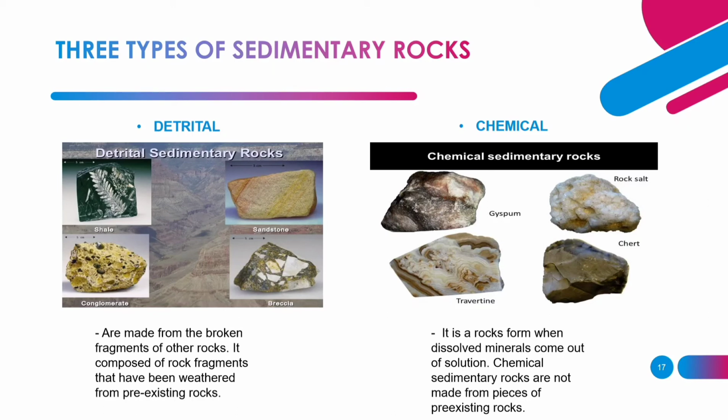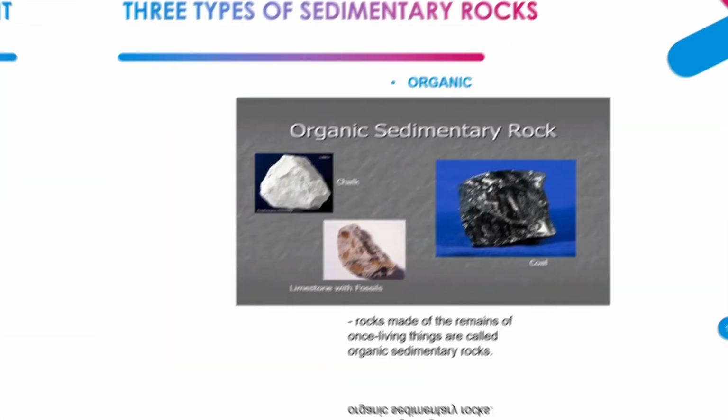Second one is the chemical. It is formed when dissolved minerals come out of solution. Chemical sedimentary rocks are not made from pieces of pre-existing rocks. Chemical sedimentary rocks can be found in many places, from the ocean to deserts to caves. For instance, most limestones form at the bottom of the ocean from the precipitation of calcium carbonate and the remains of marine animals with shells.